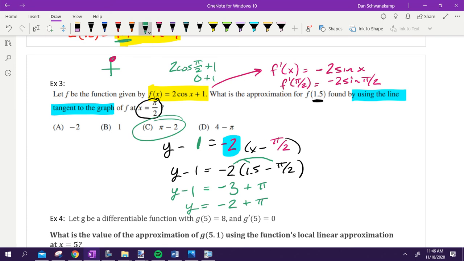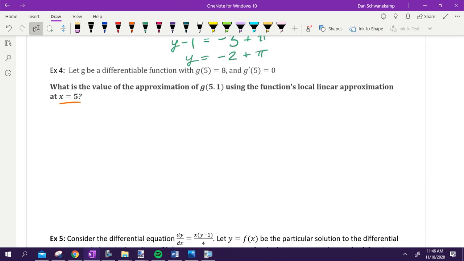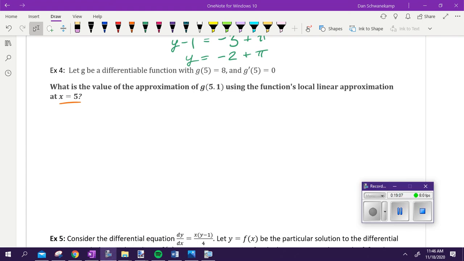Questions on 3. We did not have a lot of success on 3. Let's try 4. Do number 4 for me real quick. It's a very easy one, but see if you can do that one.